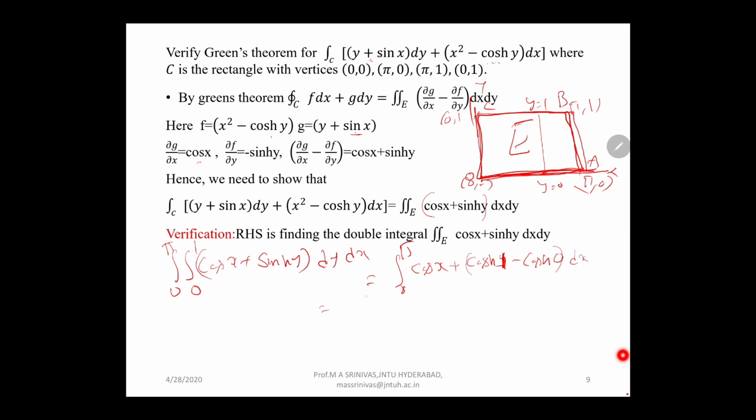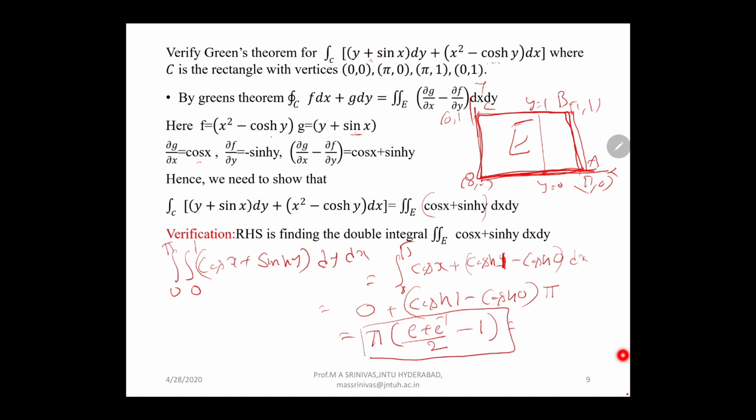Now, the integral of cos x is sin x. If I substitute the limits 0 and pi, I'll get sin 0, which is 0, plus some constant. What is that constant? Cos h1 minus cos h0, into x. If I substitute the limits, that is pi. So ultimately what I get is pi times cos h1 minus cos h0, where cos h1 is e plus e power minus 1 by 2, cos hx is e power x plus e power minus x by 2, and cos h0 is 1. So this is what we have for this double integral. This is my right hand side value.